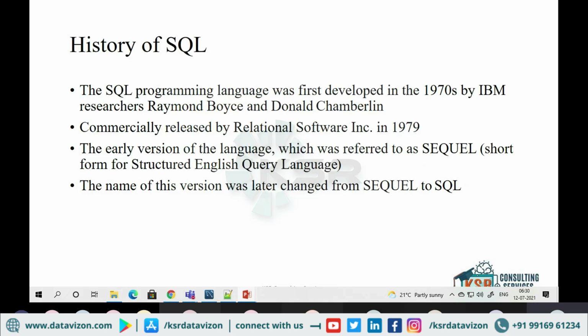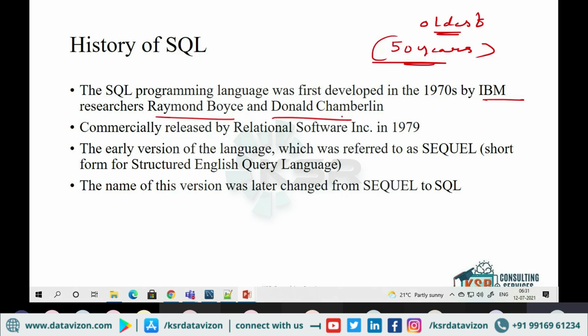SQL, I would say, as a programming language was first developed in 1970. It is almost 50 years. This is one of the oldest languages you can see in the market. It was implemented by IBM, and the researchers were Raymond Boyce and Donald Chamberlin. These two people first developed it. Commercially it came into existence in 1979, something like that.